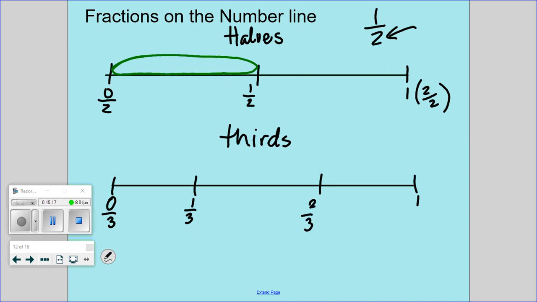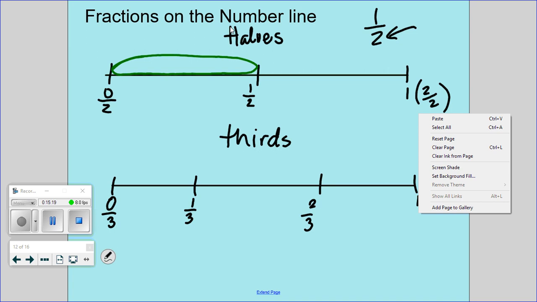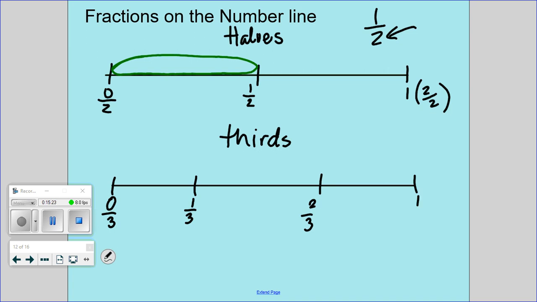1 whole. It's going to be equal to, Lindley? 3/3. 3/3. Which makes sense, right? Let's think about it. If I had a bar model split into thirds, and I colored in 3 of them, is the whole thing colored in? Yes. It's a whole.